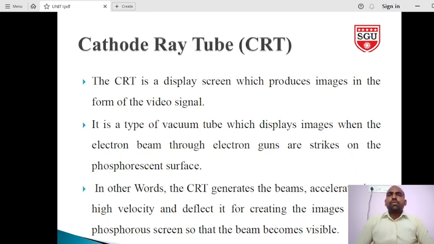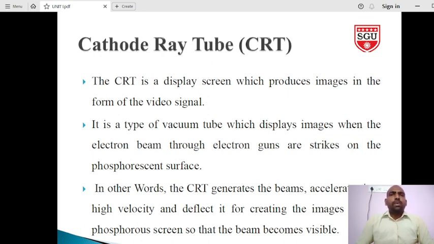So, in this lecture, we are going to see about the different types of displays. What are the displays we used in the previous aircraft and now in advanced aircraft? What are the displays we are using? The displays which were used previously are called CRT displays, that means cathode ray tube displays.